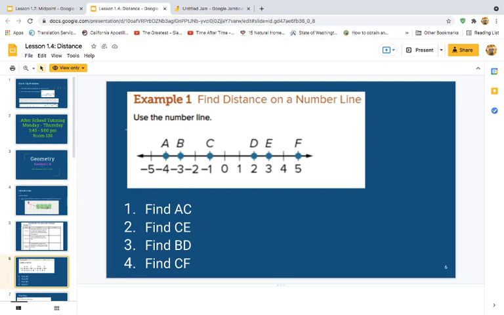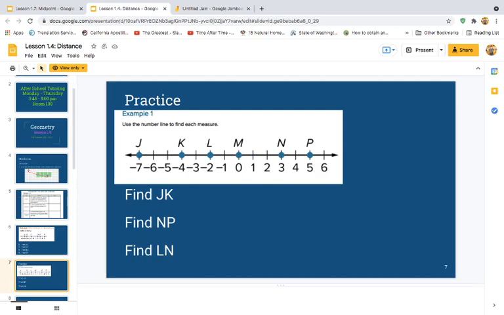So go ahead and now take about a minute to find the distances of these 3 line segments. Go ahead and pause the video and turn it back on when you have it.